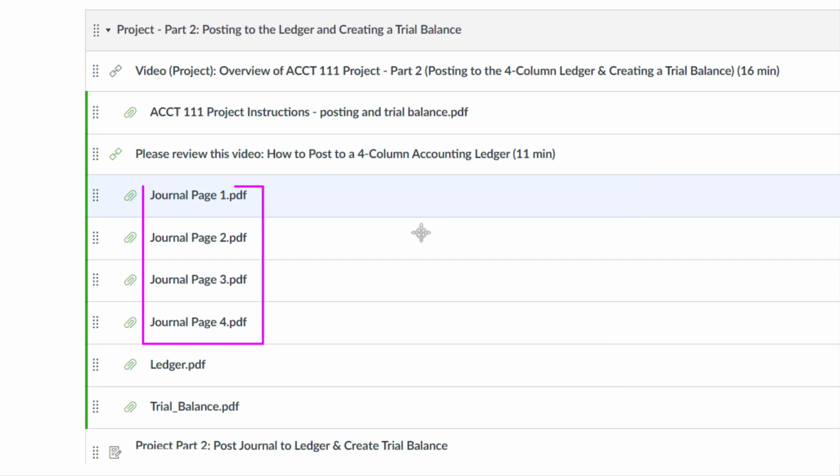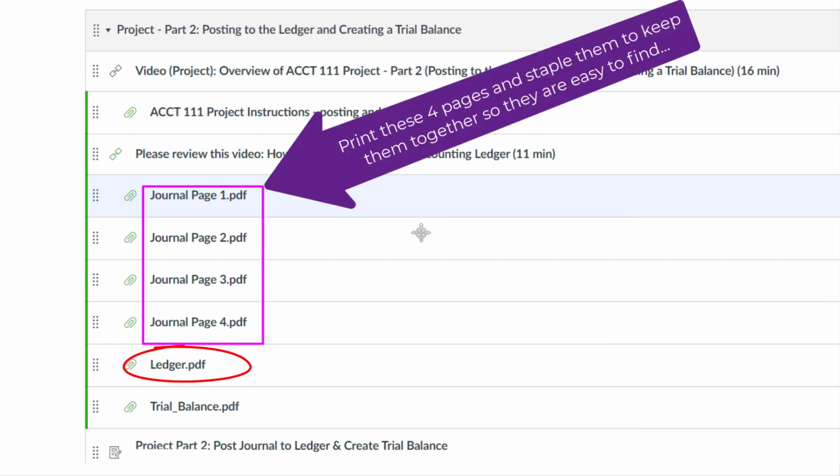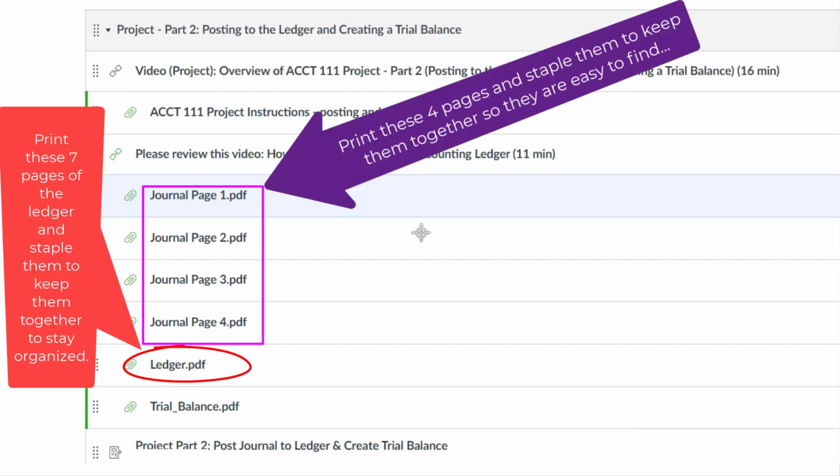And once you print out the journal pages and the ledger, I recommend that you staple the journal pages together, and I recommend you staple the ledger pages for now to keep them together. It will help organize the project so you're not hunting for paper all the time.